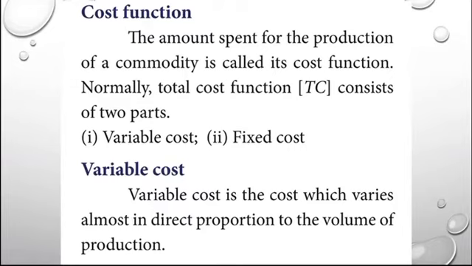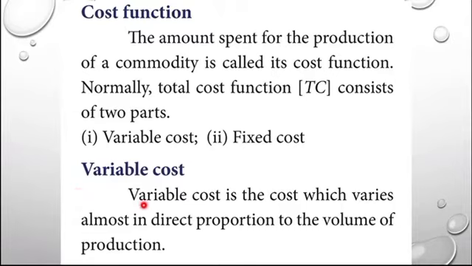Cost function. Cost function means the amount spent for the production of a commodity. எவ்வளோ amount spend பண்ணோமோ, that is known as the cost function. So, the total cost function consists of two parts, that is the variable cost and fixed cost.